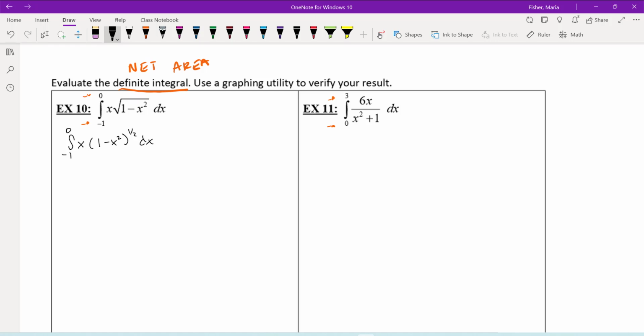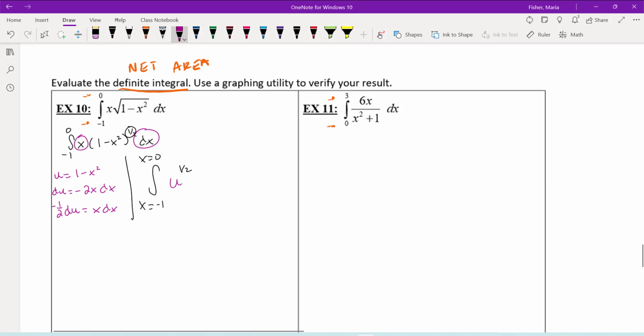Well, if u is equal to what's being raised to the power, 1 minus x squared, the derivative du would equal negative 2x dx. Well, I don't have a negative 2x dx. I have a positive x dx, so I divide by negative 2. Therefore, negative 1/2 du is equal to x dx. Well, this then becomes the definite integral from x equals negative 1 to x equals 0, because I'm not changing my limits of integration to limits of integration in u. And then we are looking at u raised to the 1/2 power, and then we have negative 1/2 du.